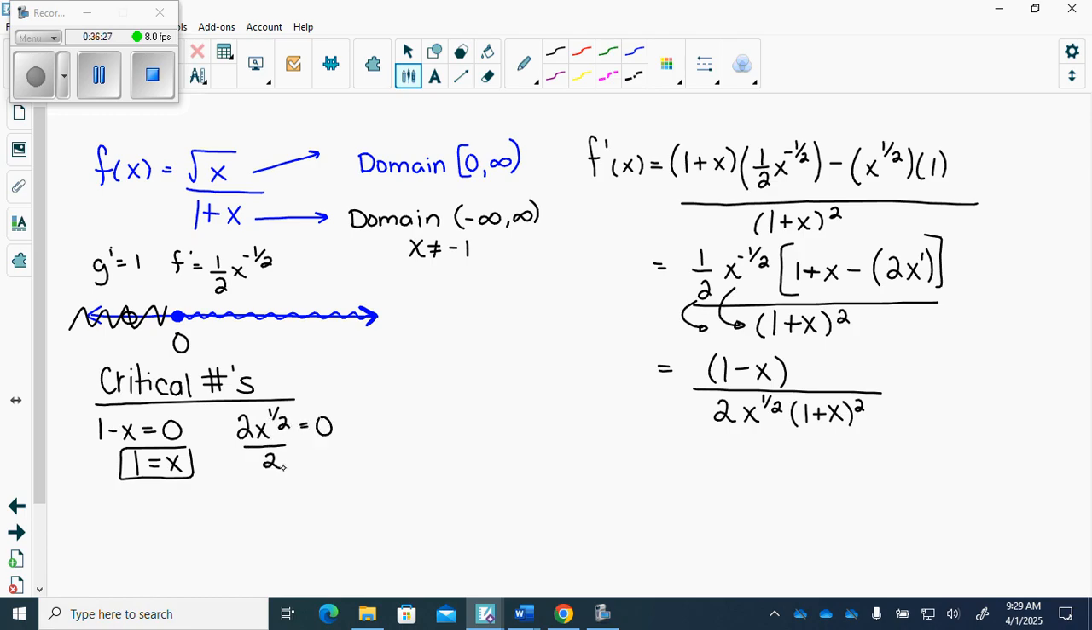Divide by 2. X to the half equals 0. Raised to the power of 2. X equals 0. And then we have 1 plus x equals 0. X equals negative 1.